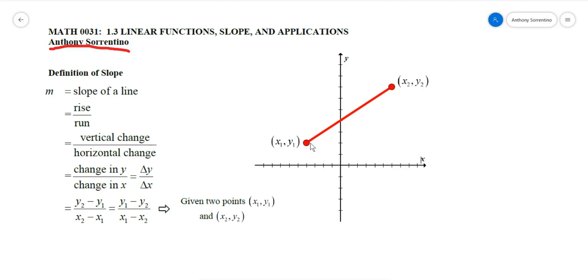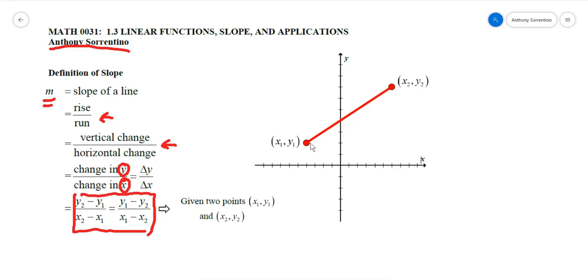First of all, it's given the symbol m. Not exactly sure as to why. I'm sure there's some kind of historical reason for it, but for whatever the case is. One way it's defined as rise over run, which is basically a vertical change over a horizontal change, or a change in y over a change in x. And that change is often represented in different ways. You might see delta y over delta x, but these two are formulas for the slope.